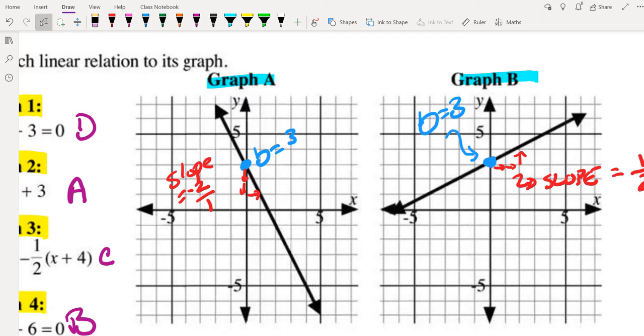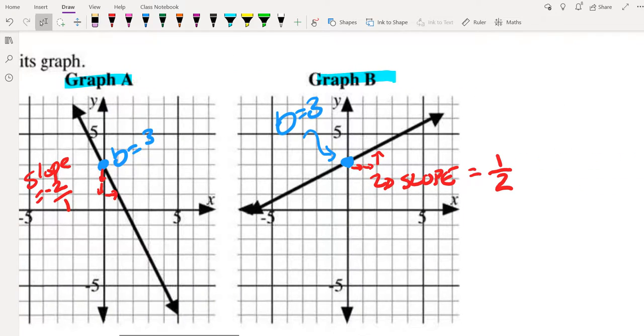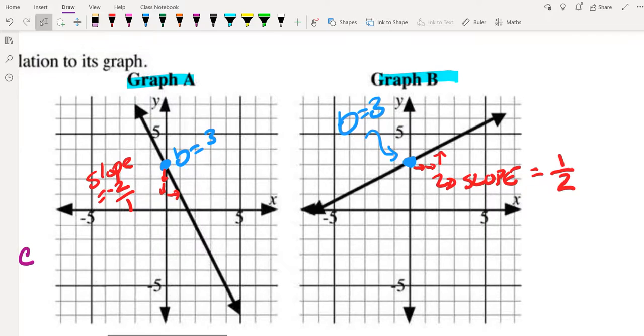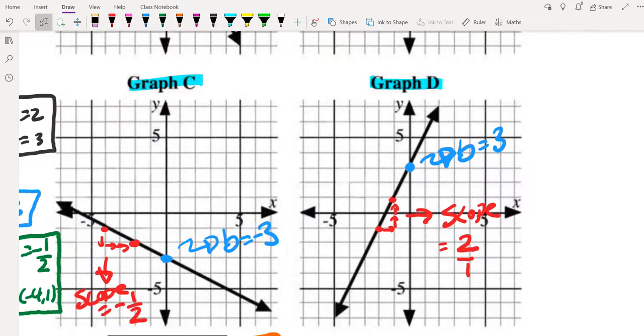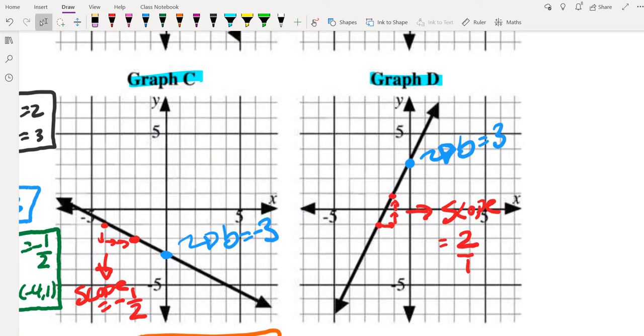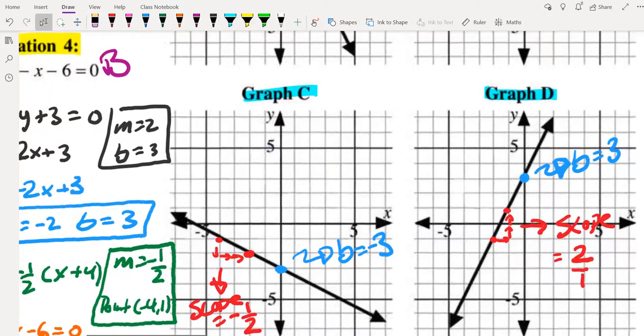So with A, we end up with our slope of -2 and our y-intercept of 3. With graph B, we had our same y-intercept of 3 and our slope this time was 1/2. With C, we found our y-intercept to be -3 and our slope to be -1/2. And with D, we found our y-intercept to be 3 and our slope to be 2/1, right? So those are the characteristics of the lines from the graphs.